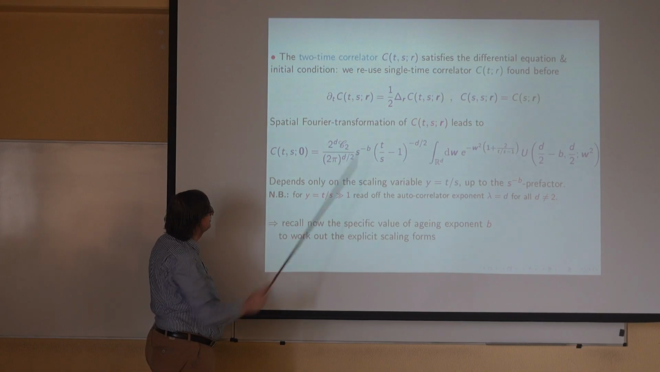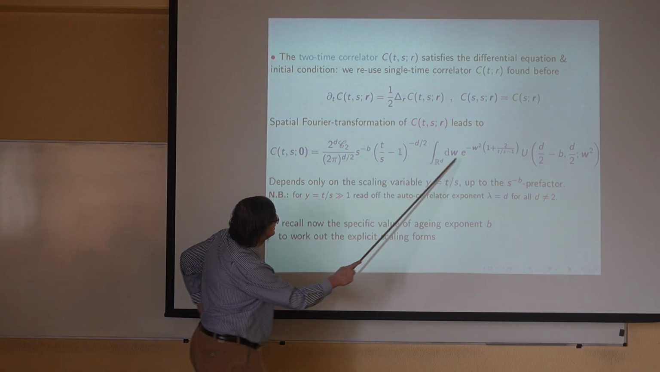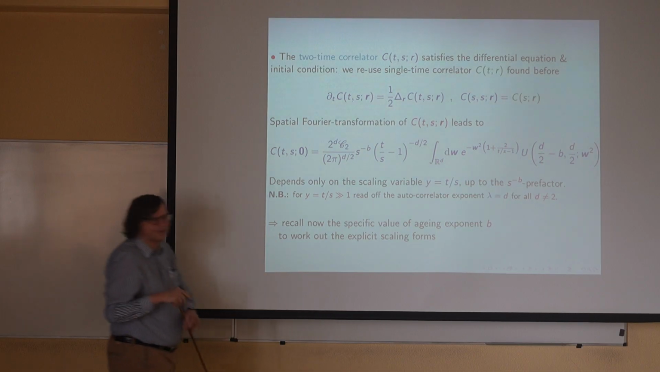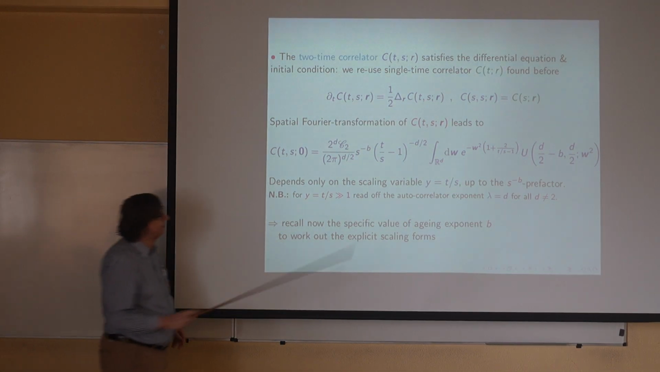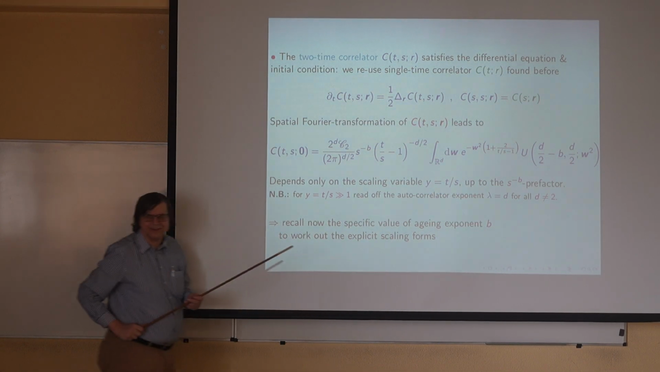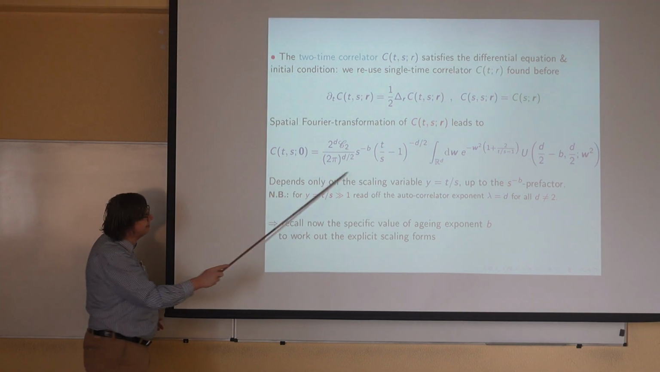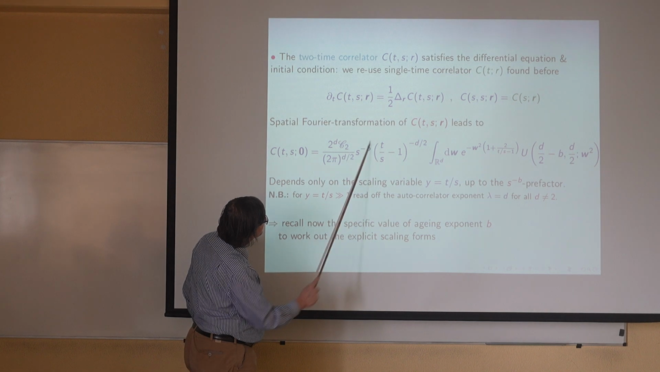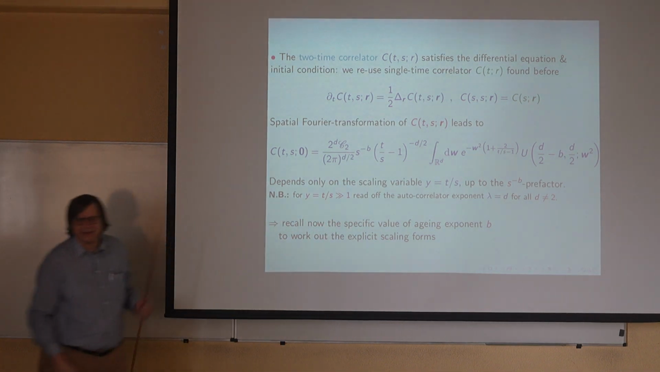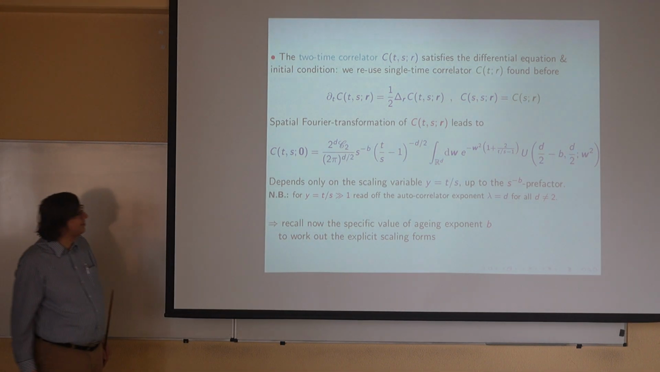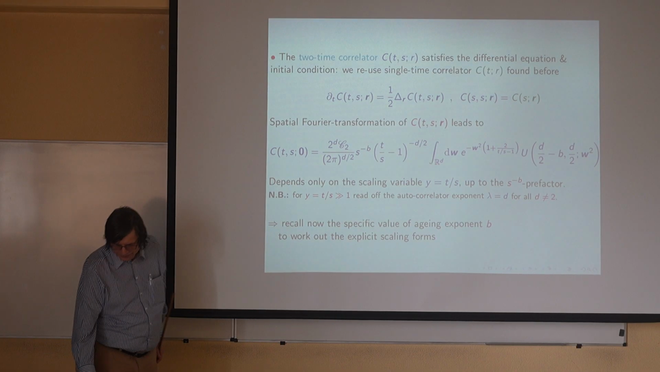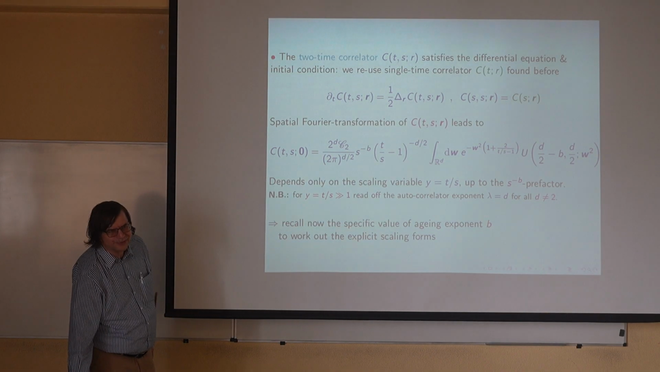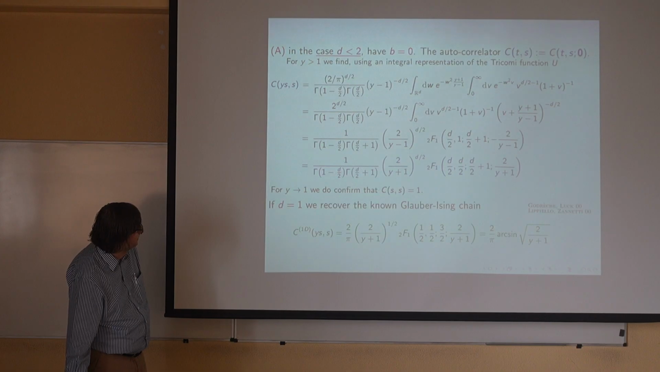You just make a Fourier transform here and plug it in, and then that's what you get. You get this integral here, and you have to do this integral. So that is clear. It depends only on the scaling variable here, t over s. Nothing else. So it is indeed, you see the dynamic scaling is already in. And now we want to find the form of these functions. So then we have to do something with it.